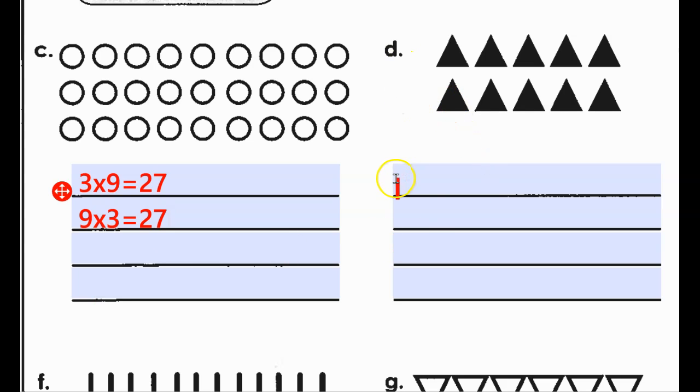All right, look at letter D. How many rows do I have? 2. Times how many in each row? 5. So 2 times 5 is 10. What's the other way to write it? 5 times 2, which is 10.